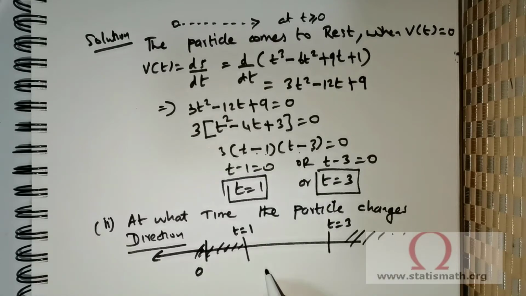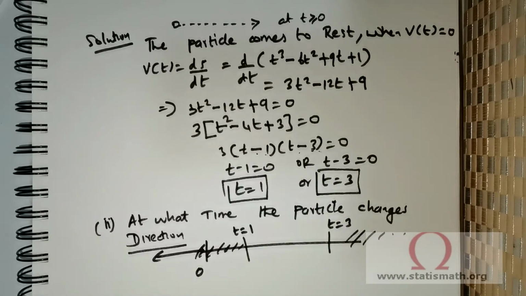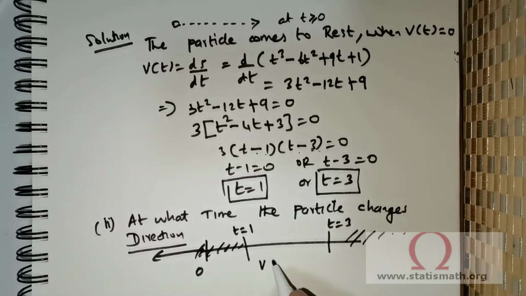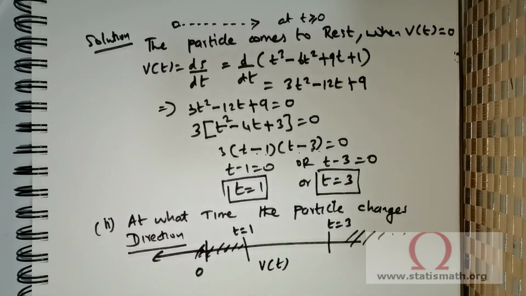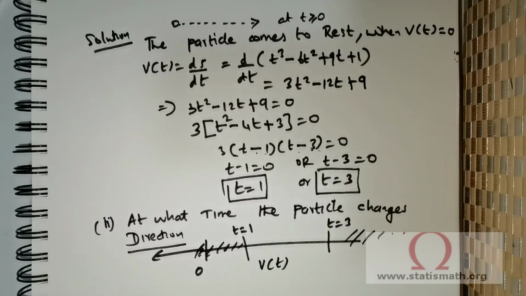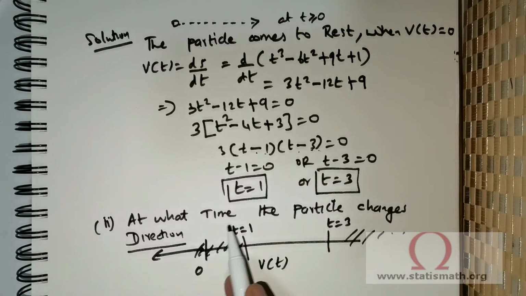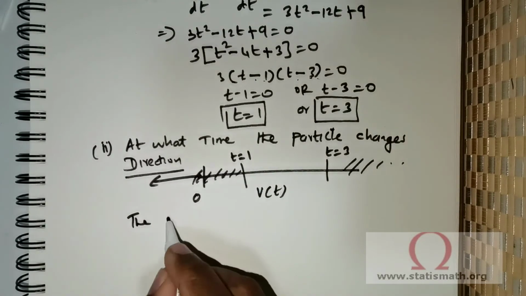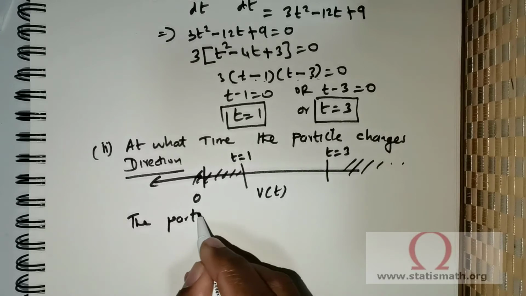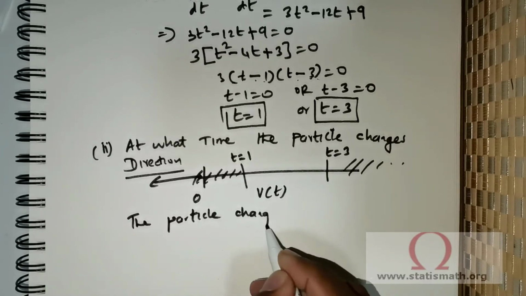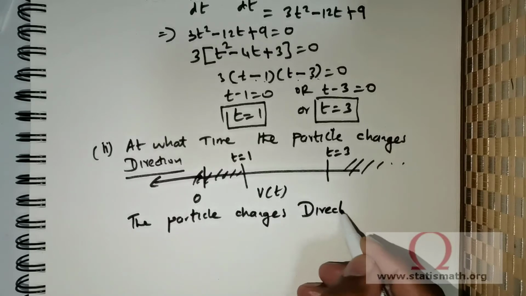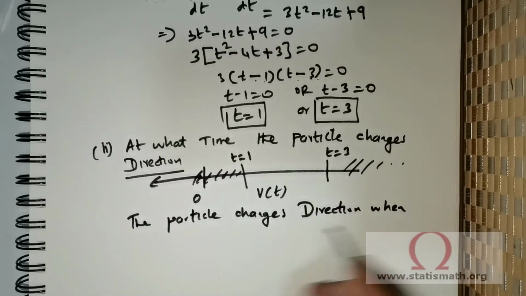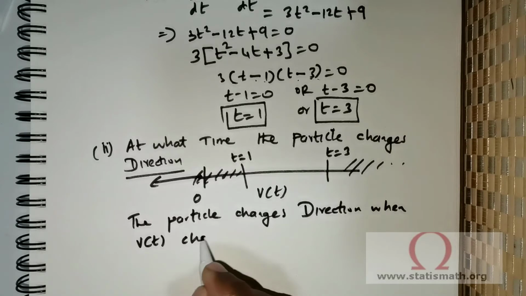Now we have got this relationship, because this time it wants us to find the velocity. So when will the velocity change direction? Now why are we saying the velocity changes direction? Because the question wants at what time the particle changes direction. So the particle changes direction only when v(t) changes direction.